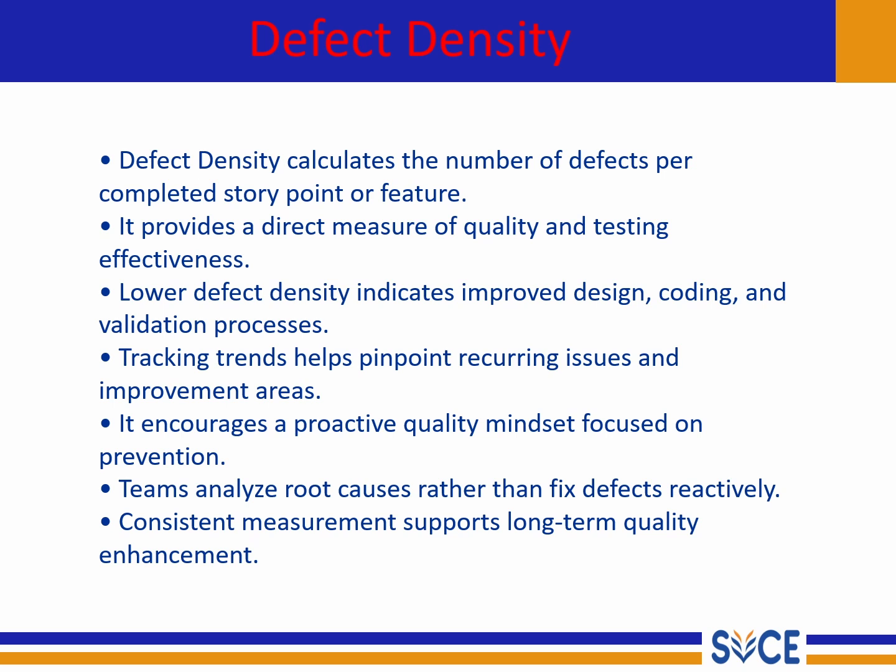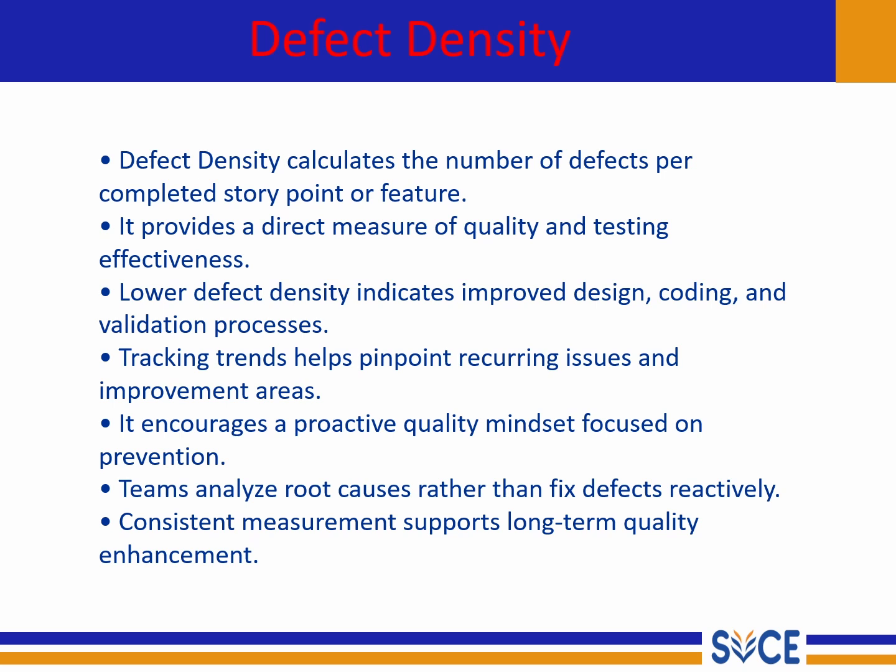A good agile team does not just fix the bugs, it tries to prevent them. That's why this metric encourages a proactive quality mindset, focusing on improving the process rather than blaming the people. So teams also use it to analyze the root cause, asking why did this defect happen rather than just how do we fix it. This approach strengthens the development process in the long run.